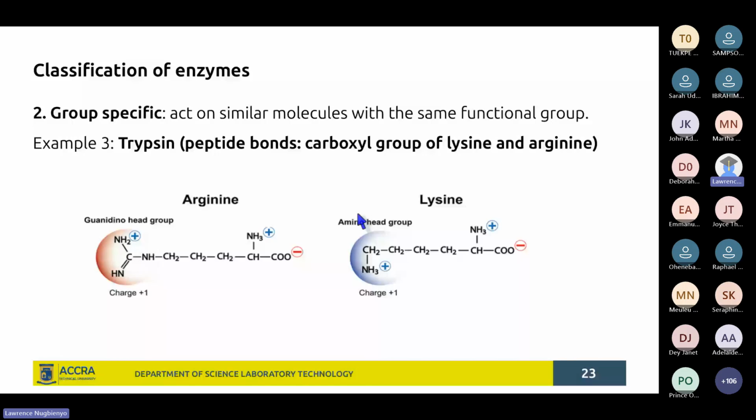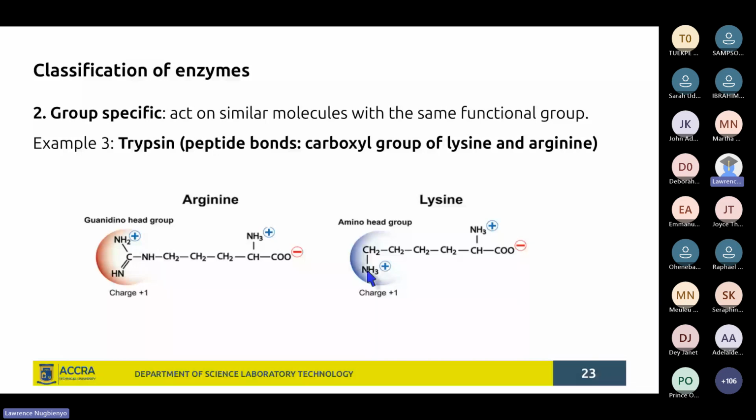And what is the similarity between arginine and lysine? The similarity you see is the fact that in the side chain of arginine, there is an extra amine group there, what we refer to as a guanidino group in arginine. And you also see an extra amine group here again, also in lysine.